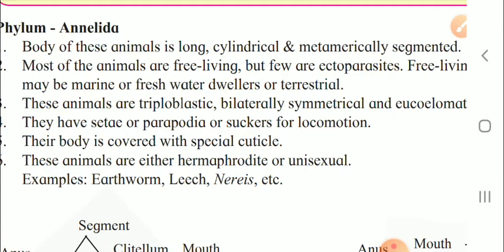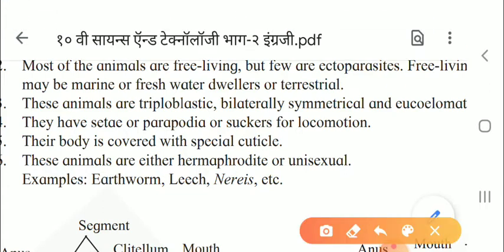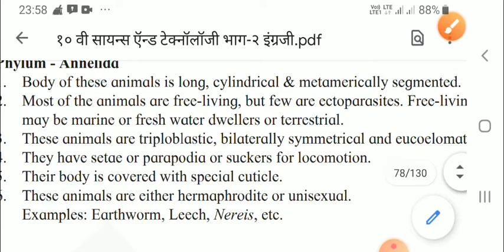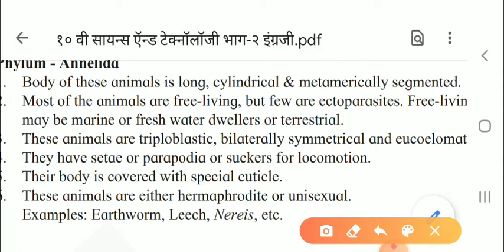Now this is the first point that you have to keep in your mind, that the body is metamerically segmented. So the question may come: in which phylum can you find organisms having metamerical segmentation? So you can tell here, this, children.